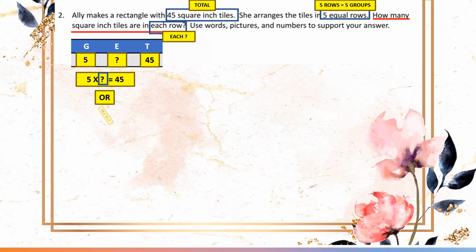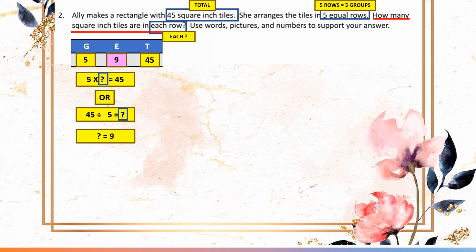Or 45 divided by 5 equals my unknown number. Now, I can use my knowledge of multiples of 5 to solve this and skip count by 5s until I get to 45, or I could create a ratio table of 5s until I get to 45. And once you do that on your own, what is the answer? 9. 5 times 9 is 45, or 45 divided by 5 is 9.